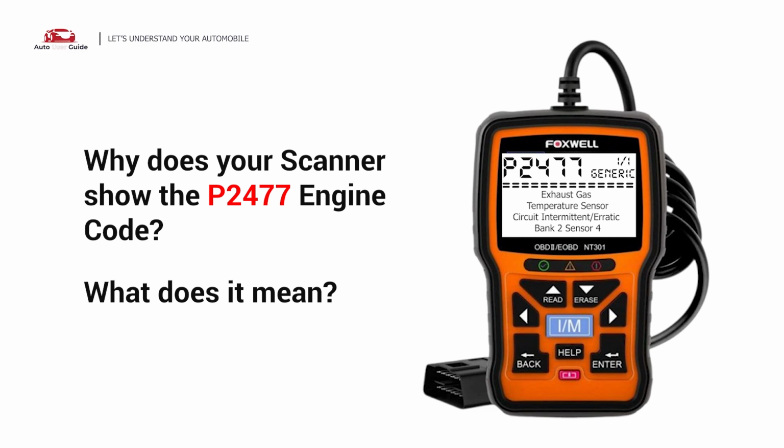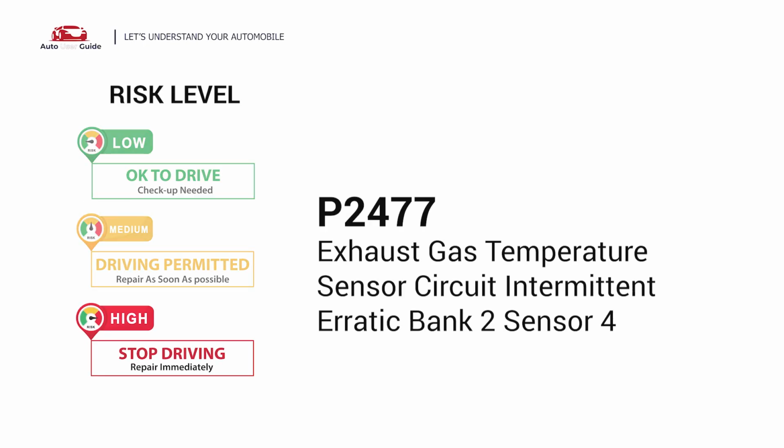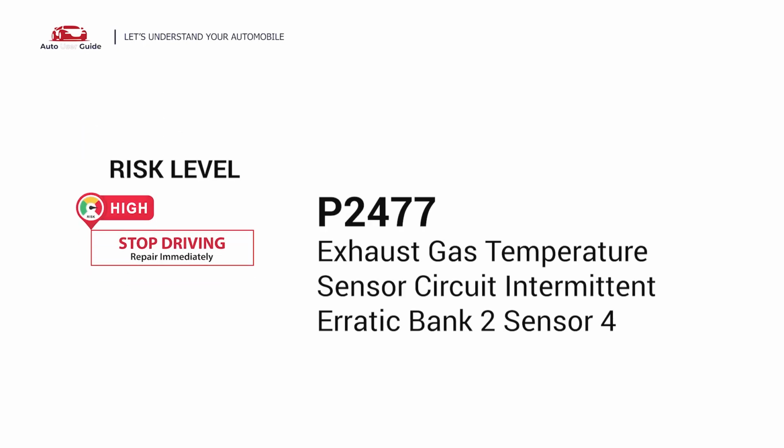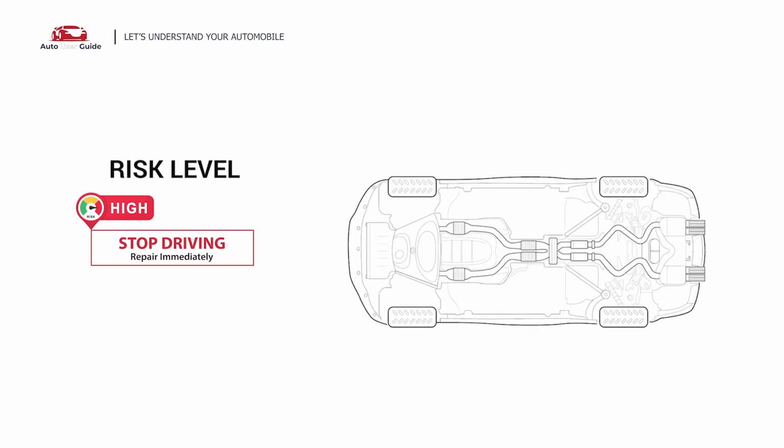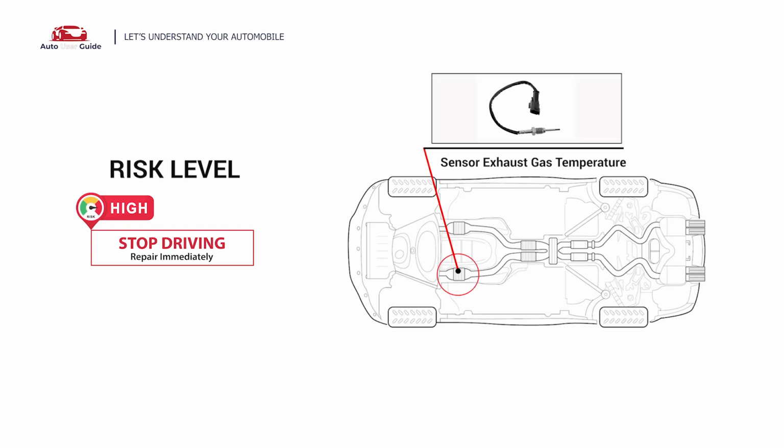Why does your scanner show the P2477 engine code? What does it mean? P2477 is a diagnostic trouble code for the exhaust gas temperature sensor circuit intermittent erratic bank 2 sensor 4. This engine code indicates an intermittent or erratic signal from the exhaust gas temperature sensor bank 2 sensor 4. Under these circumstances, stop driving and repair your vehicle immediately.